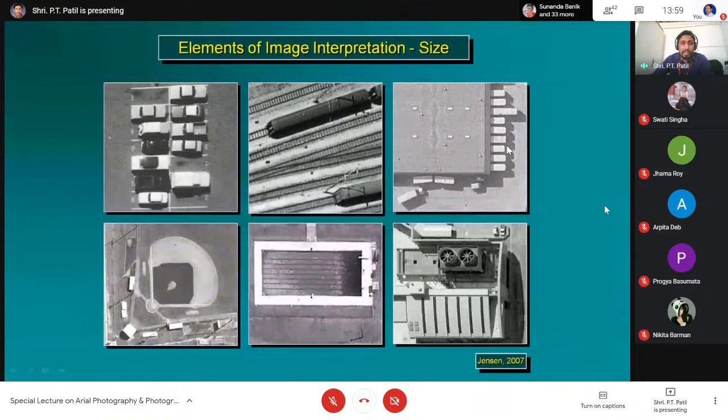So these are the basic elements of aerial photo interpretation. What are the things that we have to consider? What is our perception about the objects on the Earth surface? That also plays a very important role when we try to interpret the objects on the Earth surface.